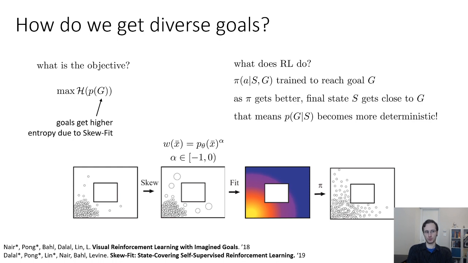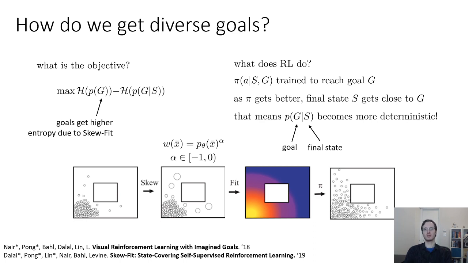Essentially, if your policy is very good, you could pose this question. Given the final state s that the policy reached, what is the goal g that it was trying to reach? If the policy is very good, you could just say, well, the goal was probably the thing that it actually reached. Because it's a good policy, it's going to reach its goal. So that means that the better the policy is, the easier it is to predict g from s, which means that the entropy of p of g given s is lower.